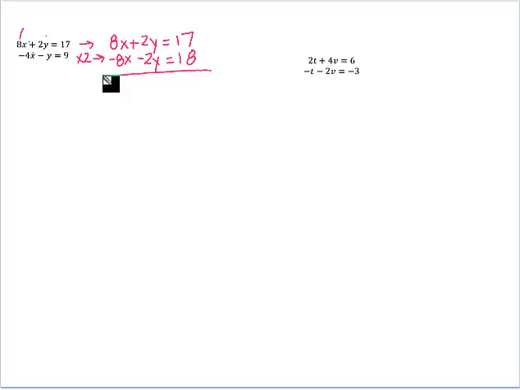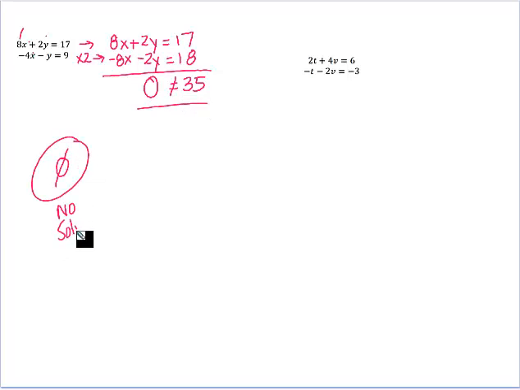Oh, x's cancel. Ooh, the y's also cancel. So we have 0 equals 35. Will 0 equal 35? No. 0 never equals 35. So this is no solution. Just to let you know graphically what's happening here is that we have two parallel lines. And we will get into more of that in our next unit.